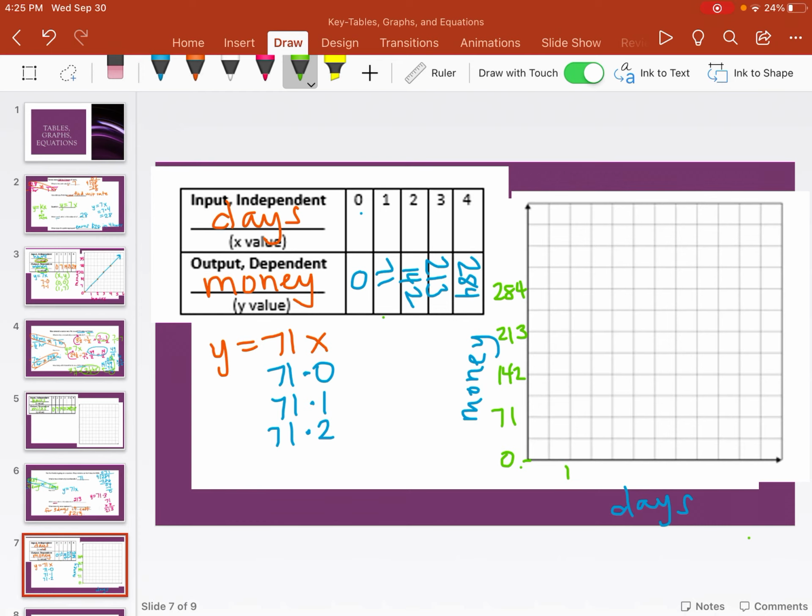And then for days, 1, 2, 3, 4, 5. Okay, and then add your points, all of your dots. So for 0 days, $0. Remember, it should always be going through 0, 0. 1 day, $71. 2 days was 142. 3 days was 213. 4 days was 284. Remember, these should be going in a straight line, and we should have an arrow at the end that says it keeps going.